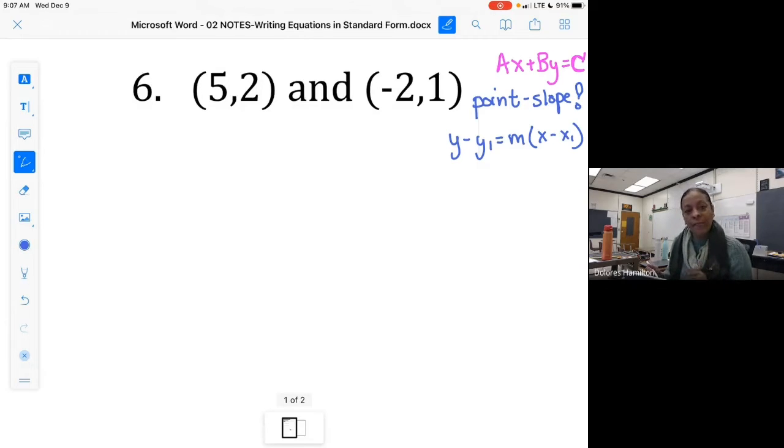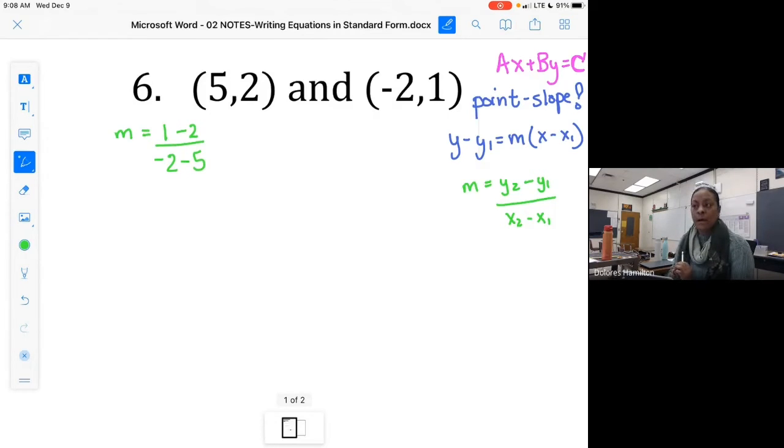Great. I don't have my slope. My slope isn't given, but we know how to find it. So we're going to use those 2 points to find the slope of that line. So we plug in those points, y2 minus y1 over x2 minus x1. And then we identify that that leaves us with -1 over -7, which simplifies to +1/7. Well, next I have my m, and I can use either of those two ordered pairs.